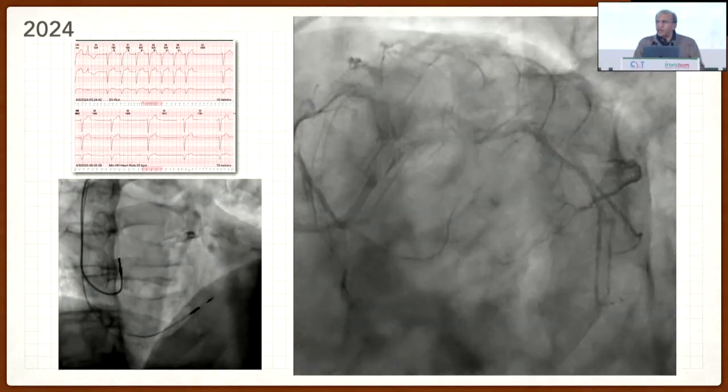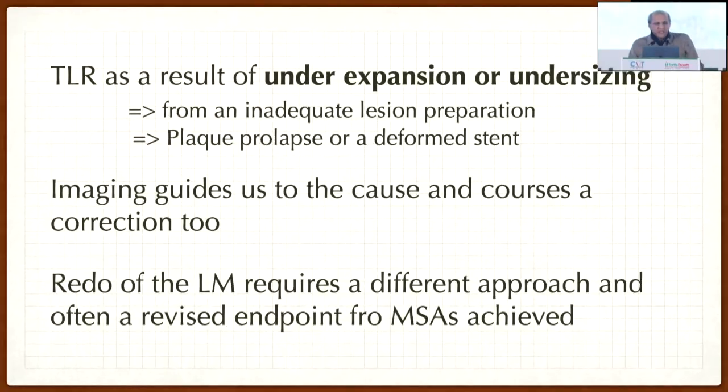So what do I take home from this? TLR, as a result of underexpansion and undersizing from an inadequate lesion preparation, is the most common cause in the circumflex ostium. Plaque prolapse or a deformed stent is the other thing which one needs to take care of. Imaging guides us to the cause, and guides a correction too.